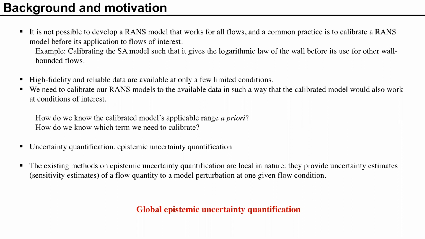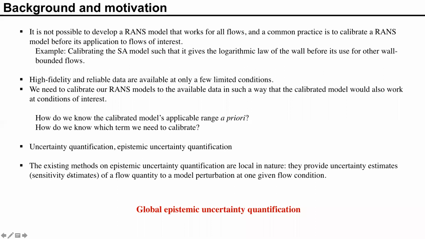This poses two challenges. First, how do we know the calibrated model's applicable range a priori? And second, how do we know which terms we want to calibrate? This becomes very non-trivial when FRSM is under consideration because there are many, many terms we can calibrate. This will become clear in a few slides. Those considerations lead us to uncertainty quantification, and more specifically, epistemic uncertainty quantification. The literature has quite some discussion on epistemic uncertainty quantification.